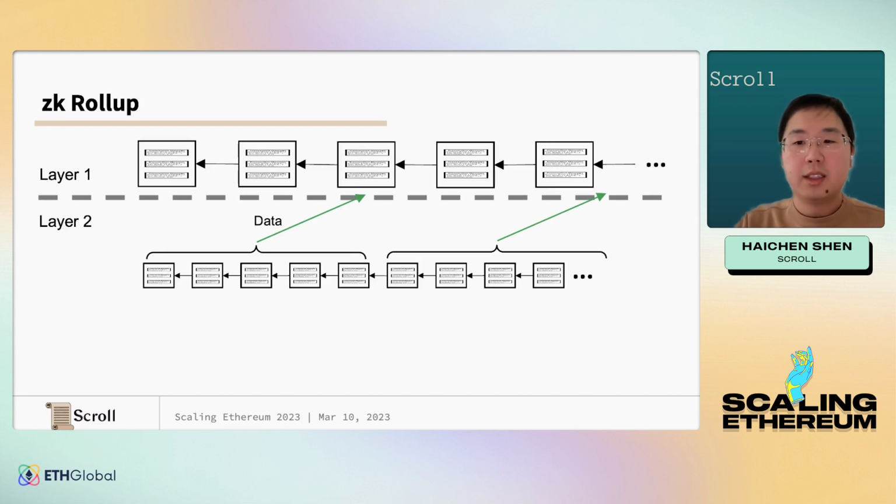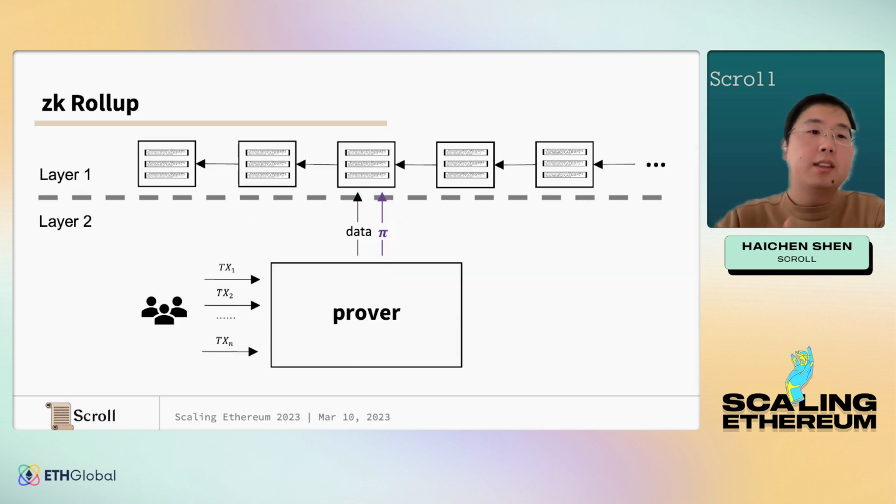It's called a zkRollup. In the zkRollup, every time you submit the data to layer 1, it is also accompanied by a zk proof that can be easily and cheaply verified on layer 1. Once this proof is verified by a smart contract on Ethereum, that batch of transactions can be finalized. That's how you achieve fast finality with the zkRollup.